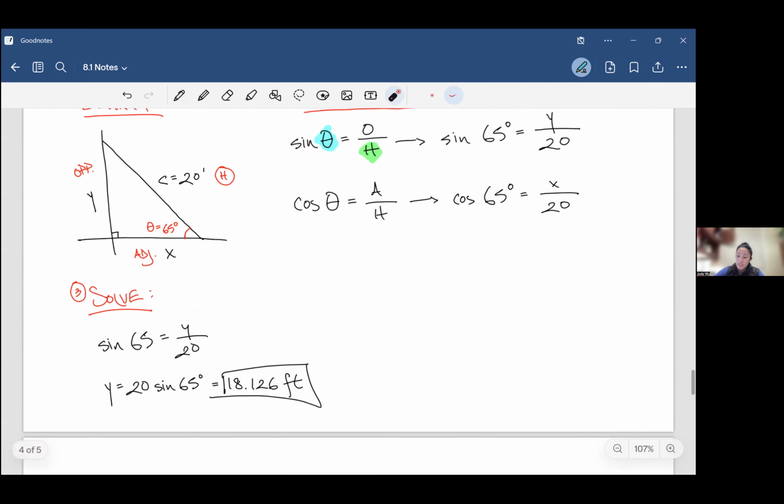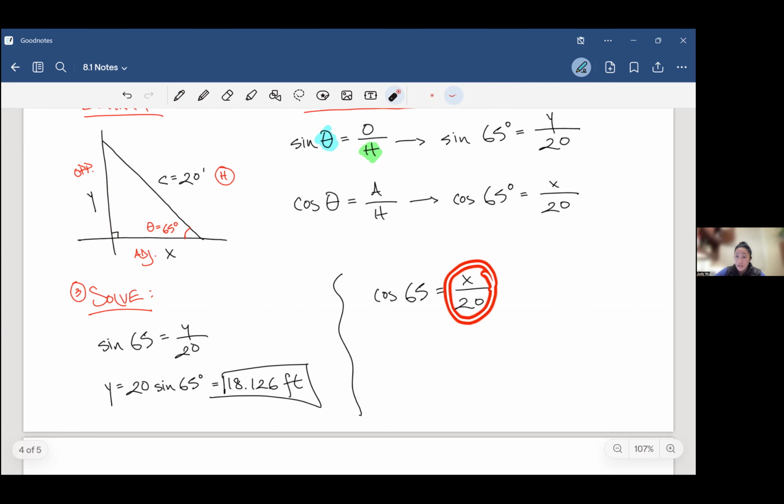Okay, so that means that the ladder is 20 feet long, and then it's actually up a height of a little bit more than 18 feet high on the wall. All right, well, now let's solve the other one. Cosine 65 equals x over 20. Kind of same idea here.